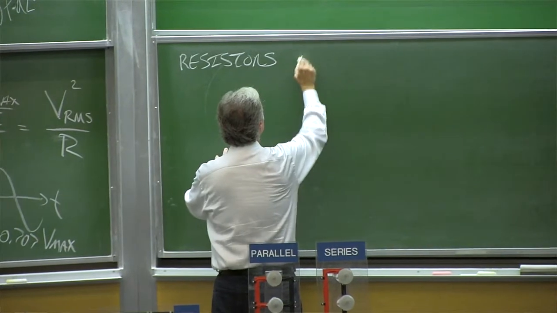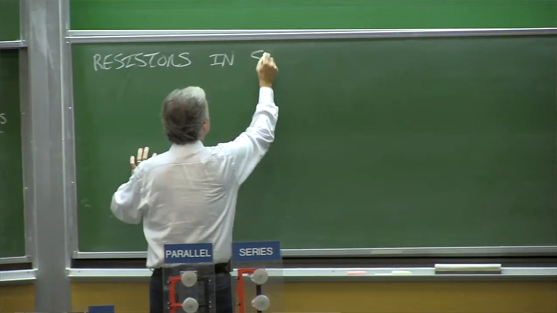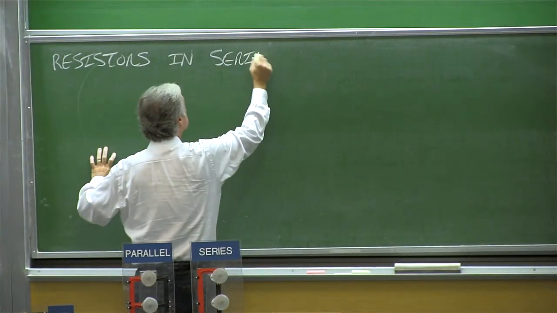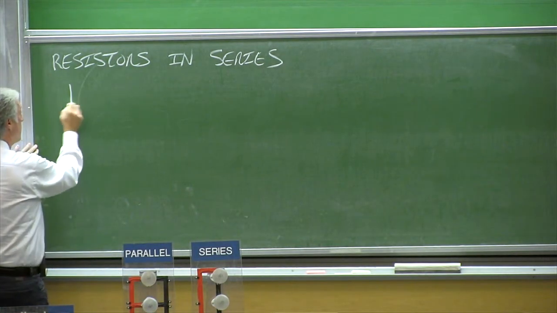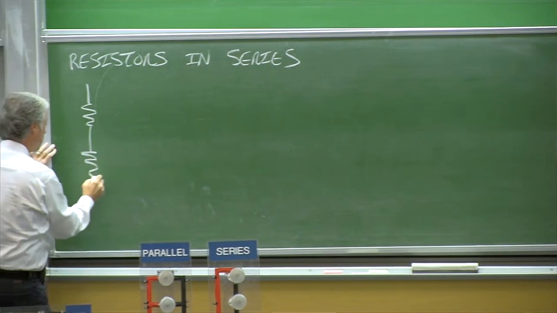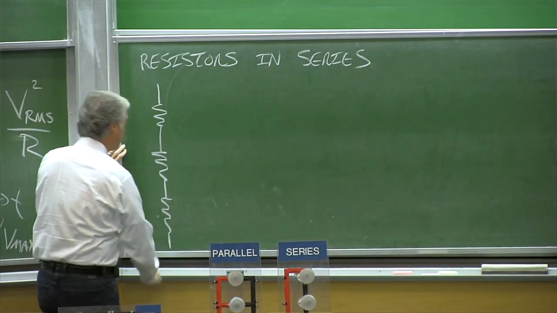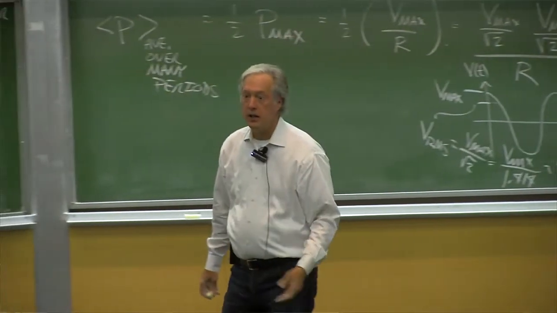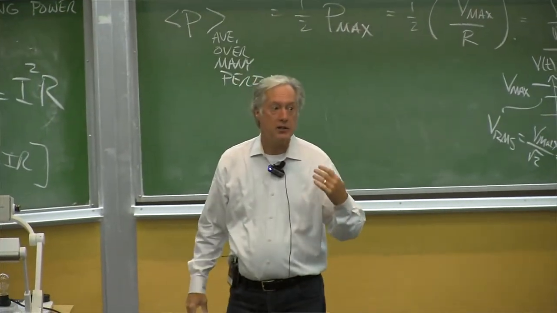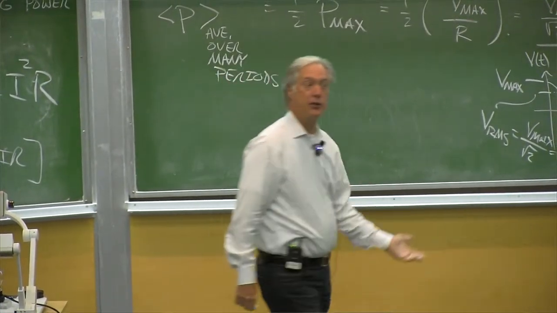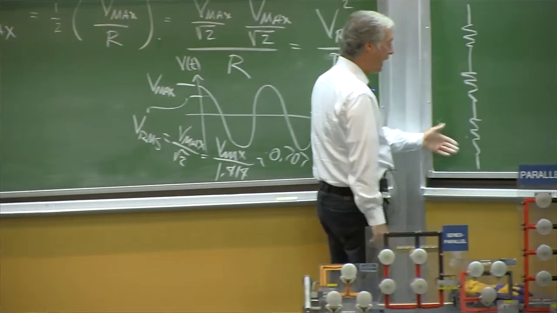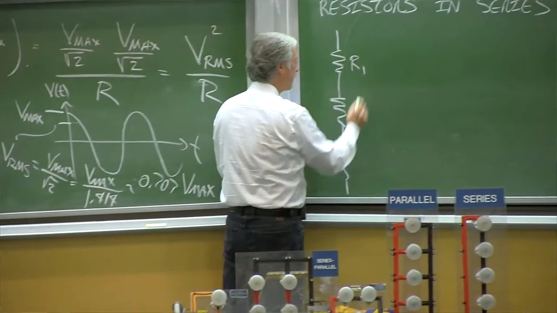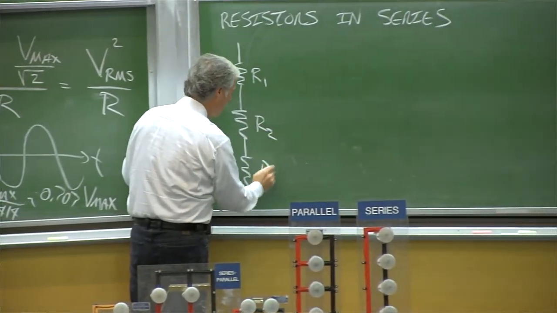Resistors in series. Let's draw some resistors that are in series. In seriatim, if something is done in serial, if you're watching a series, then things happen one after the other. So we have R1, R2, R3.